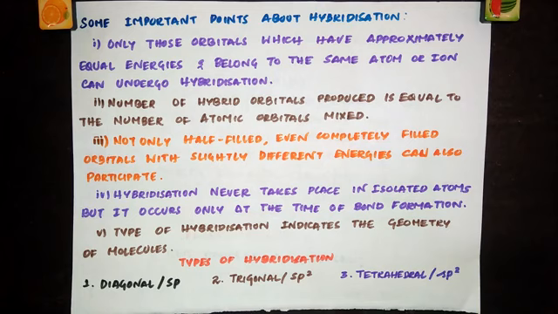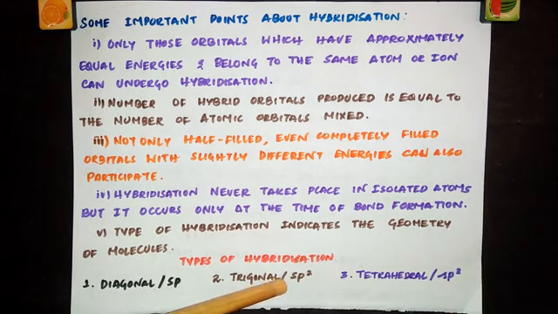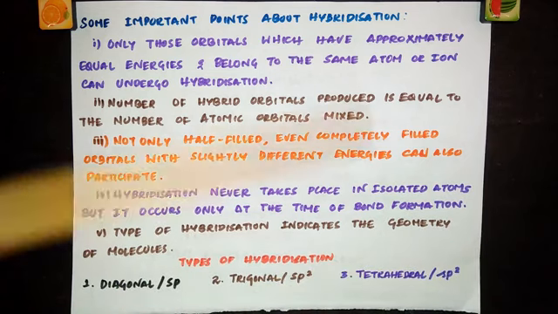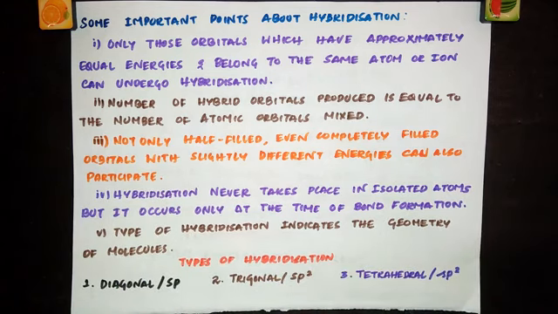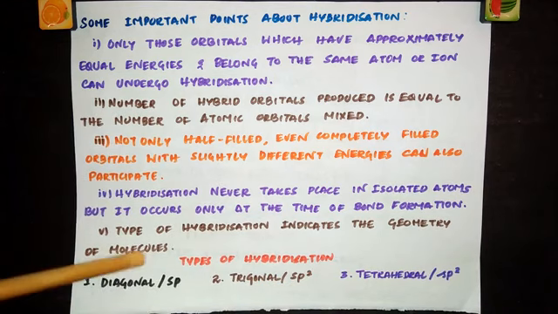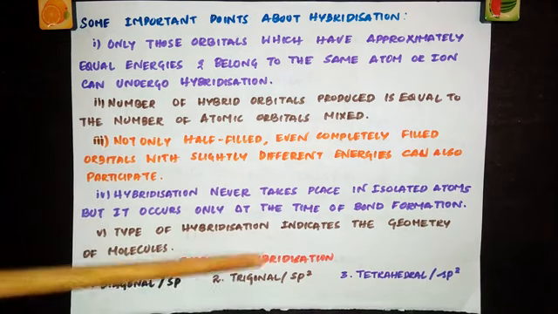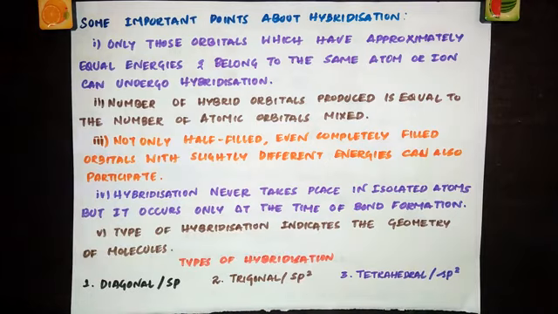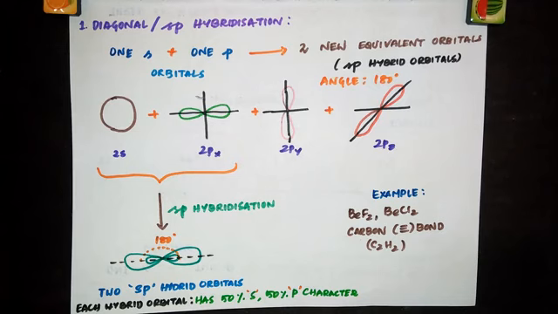So now we will move on to the types of hybridization. There are 3 types of hybridization: 1, diagonal or sp hybridization, 2, trigonal or sp2 hybridization, and 3, tetrahedral or sp3 hybridization. I repeat, diagonal or sp, trigonal or sp2, tetrahedral or sp3 hybridization. Now let's see one by one. First hybridization, diagonal or sp hybridization.